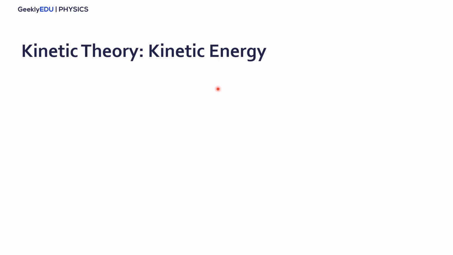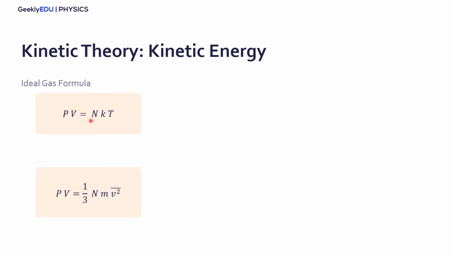Okay, let's talk about the kinetic theory now. First, let's remember the ideal gas formula. The ideal gas formula tells us that the pressure times the volume equals the number of molecules times the Boltzmann constant times the absolute temperature. Just remember, in this format it is the number of molecules and the Boltzmann constant. Sometimes you can see it as the number of moles times the gas constant. But let's work with this format here.